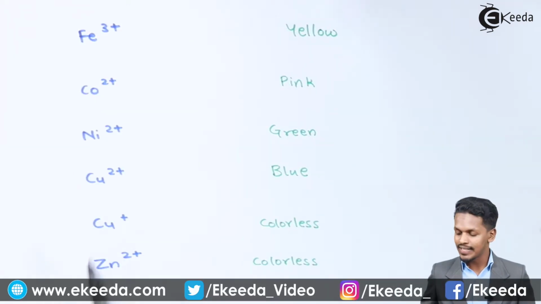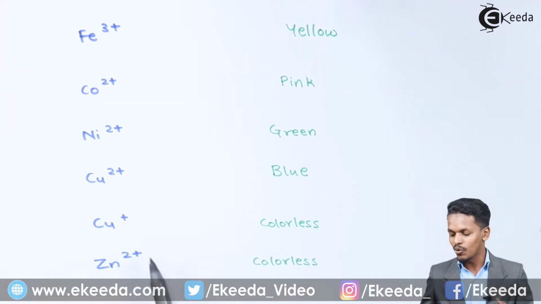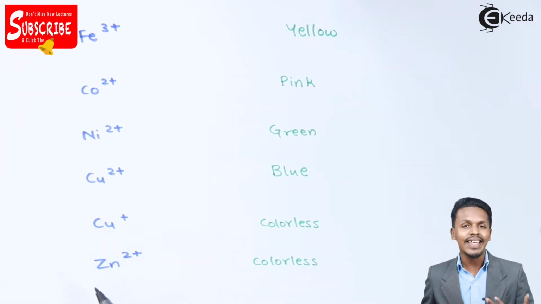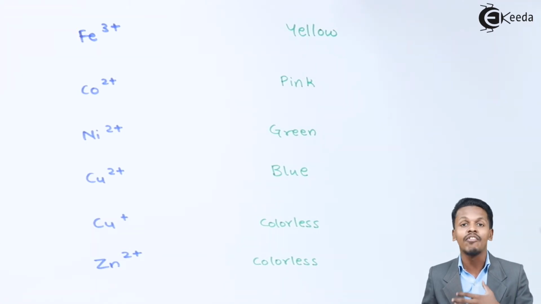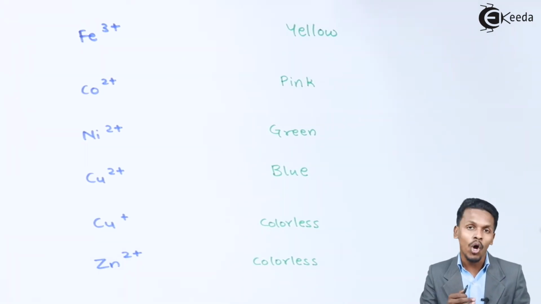The next one, Cu+ ions, are colorless because they don't have any unpaired electrons left in the d orbital. Talking about the Zn2+ ion, the 4s orbital will be empty, while the 3d orbital will be completely filled with electrons. Since the d orbital is completely filled and there are no partly filled d orbitals, it will not take part in the d-d transition, and that's the reason it is colorless.